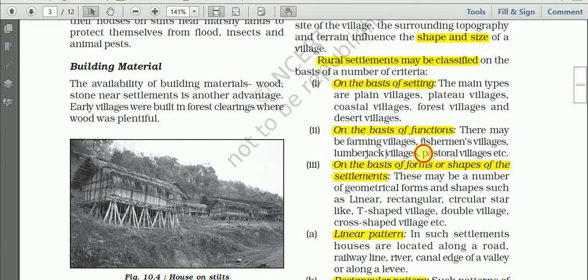Then pastoral village, where livestock rearing is done. Pasture, you know, these grasslands. So grasslands are related with livestock rearing. So these are the different types of settlement on the basis of functions.